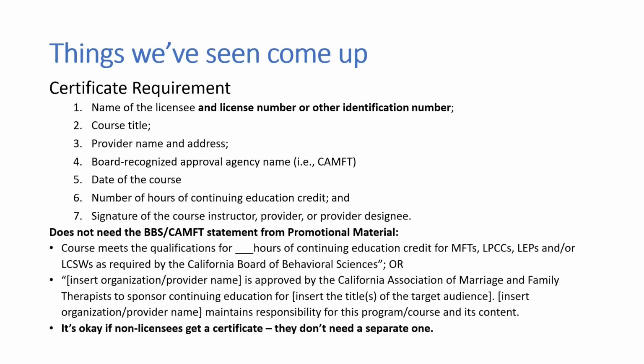Next, the course title, the provider name and address, and the board recognized approval agency name, which would be CAMFT. Of course, some of our providers are probably approved by other agencies, so you would need to add them as well. Then the number of hours of continuing education credit that they will receive, the date of the course, and the signature of the course instructor, provider, or provider designee. This should be an actual signature. It can be a copy of your signature, but it should be your actual signature.